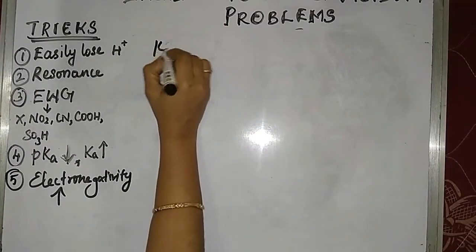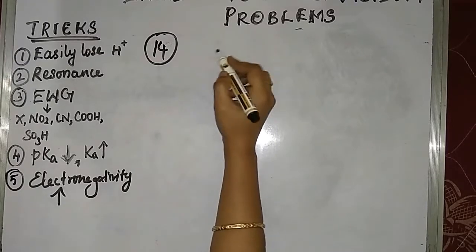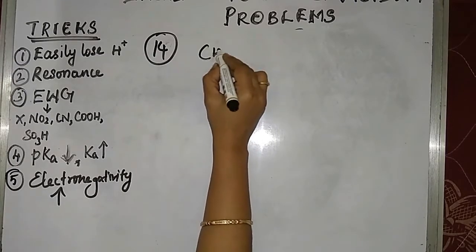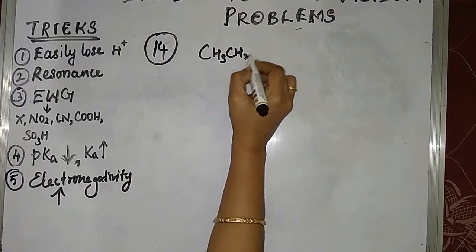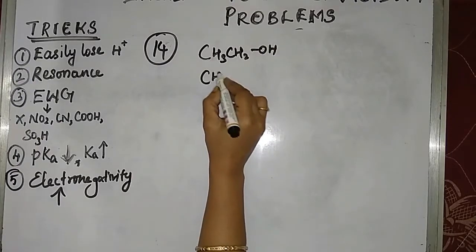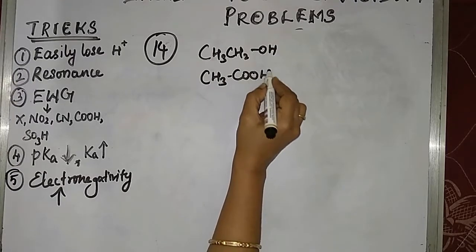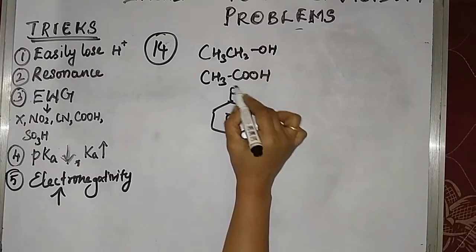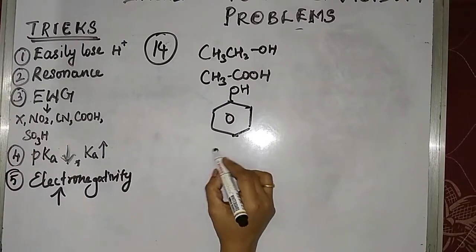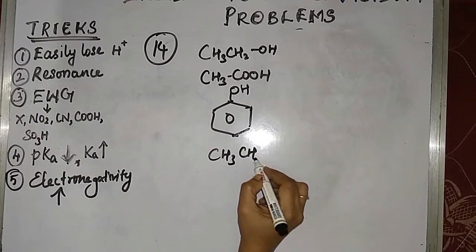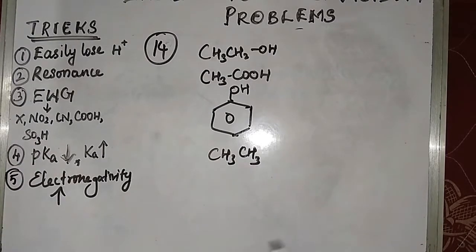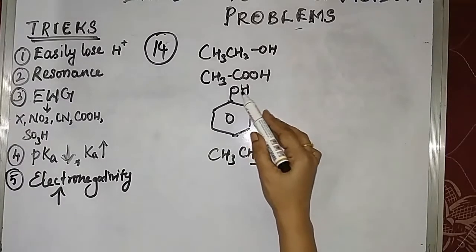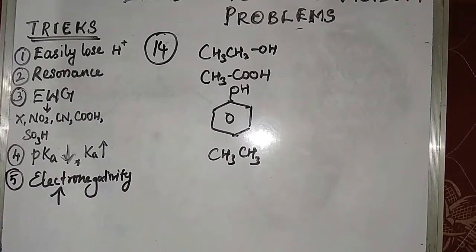And the 14th one: ethanol, acetic acid, very easy. Ethanol, acetic acid, phenol. So very simple, you can easily say by yourself. Ethane. Which one will come first? If resonance structures and everything are there, even then you have to see properly, and then you have to say.